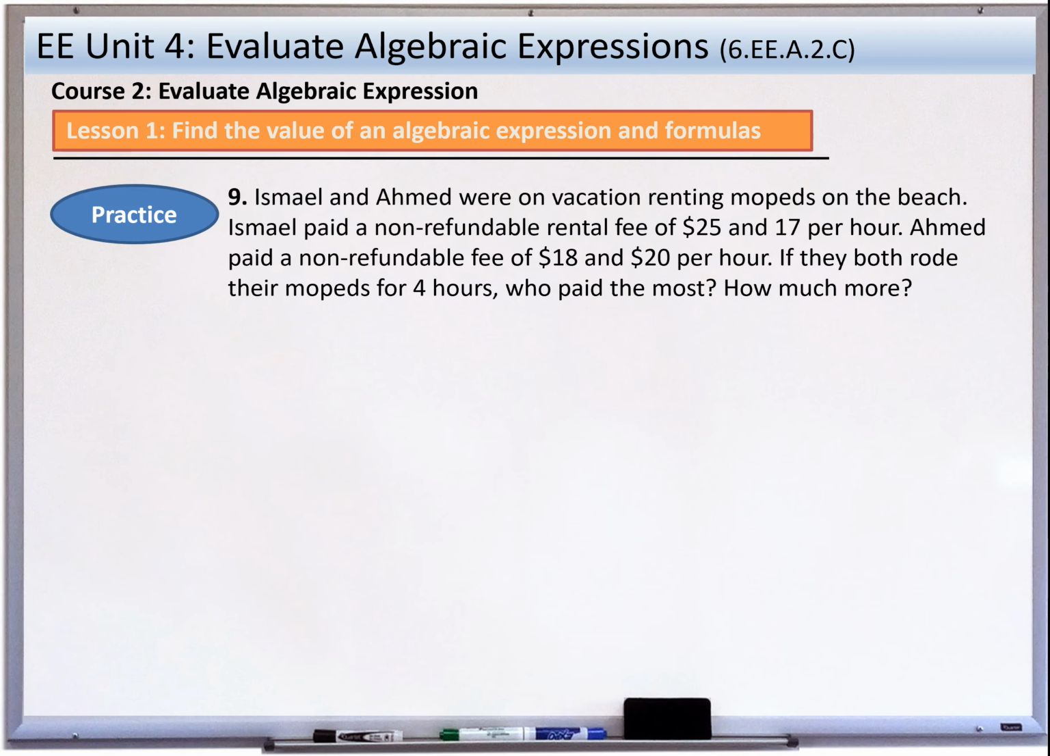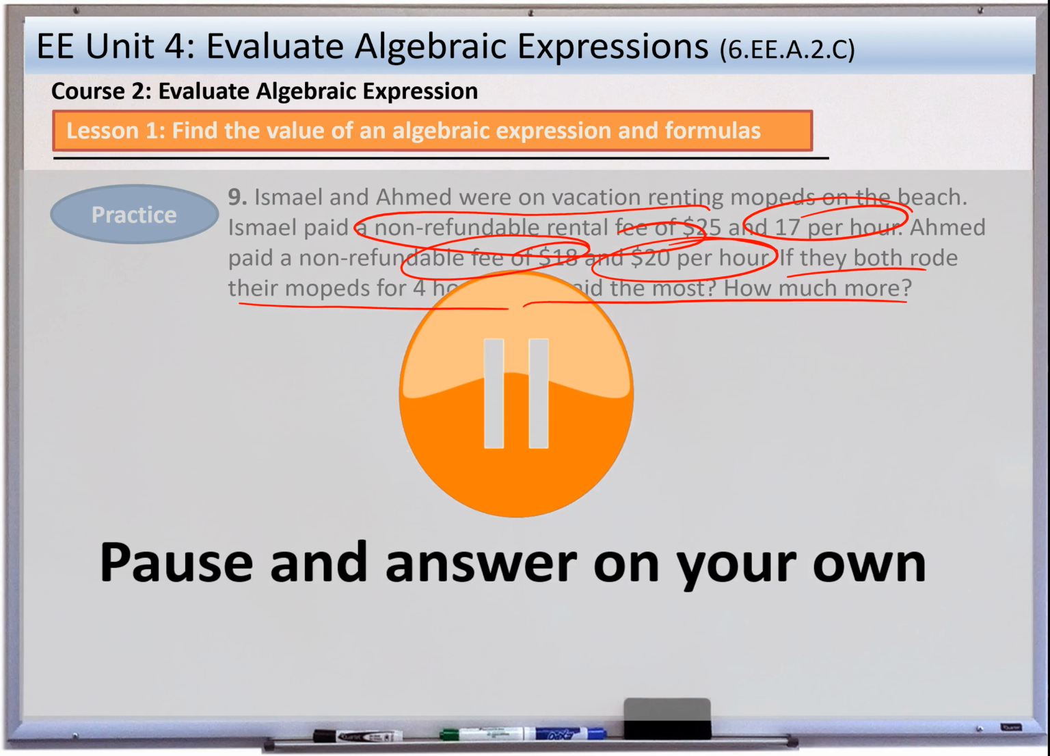Okay, so we have a real world problem. Ismail and Ahmed were on vacation, and they both rented mopeds. And Ismail paid a fee of 25 and 17 an hour, whereas Ahmed had a fee of 18 and he paid 20 per hour. If they both rode their mopeds 4 hours, who paid the most and by how much? So we have a 2-part question here. So go ahead and pause the video and come back and give me an answer.